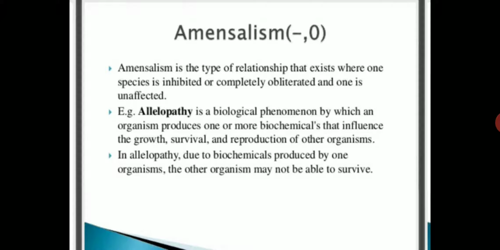Another example of positive-negative interaction is amensalism, where one species is inhibited or completely eradicated and the other is unaffected. An example of amensalism is allelopathy. It is a phenomenon where, due to biochemicals produced by one organism, the other organism may not survive.